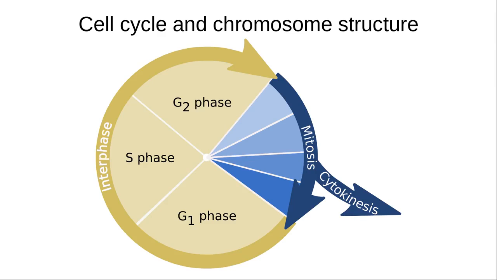Mitosis is the division of the nuclear content of the cell, which includes the DNA. Mitosis is further broken down into several steps based on the processes that are occurring in the cell. This is indicated by the pie pieces of various shades of blue. At the end of mitosis, cytokinesis typically occurs and is the division of the cytoplasm into two cells.